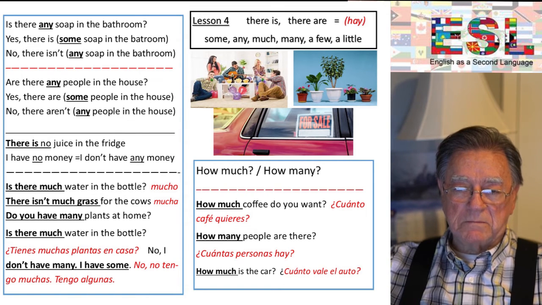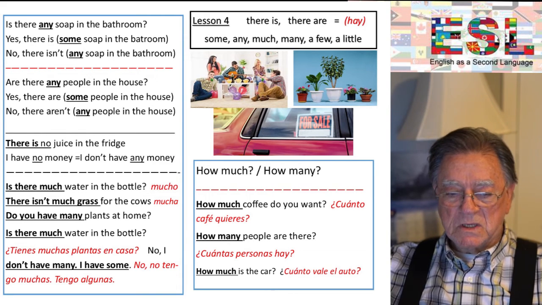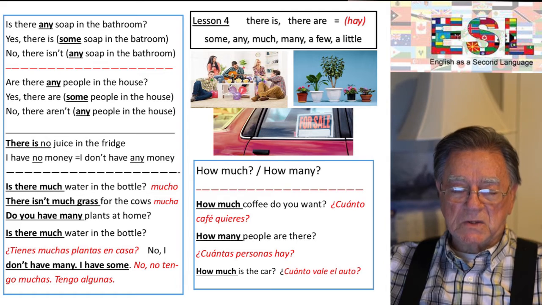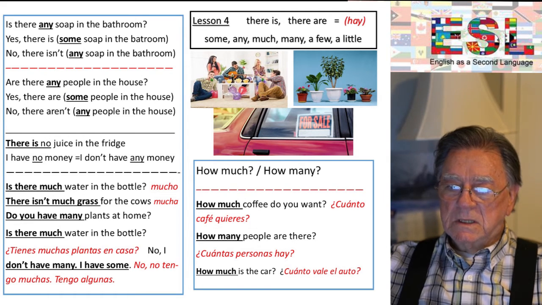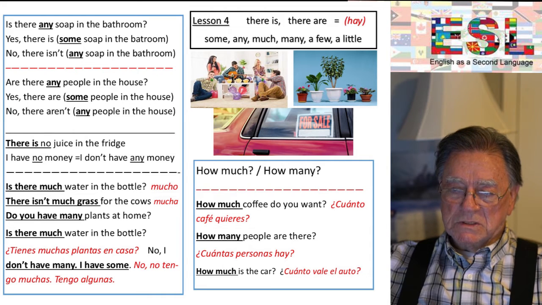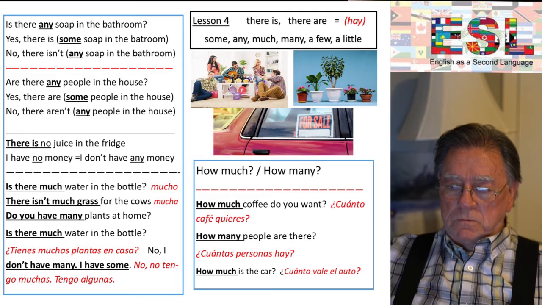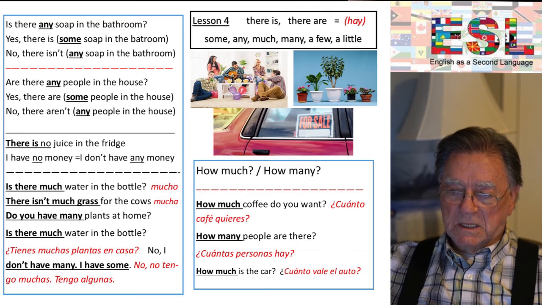I have some, a little bit. No, not very much. Tengo algunas. We got some pictures. Got a picture up here of a lot of people in the house. A lot of plants in the house, and we have a car for sale.